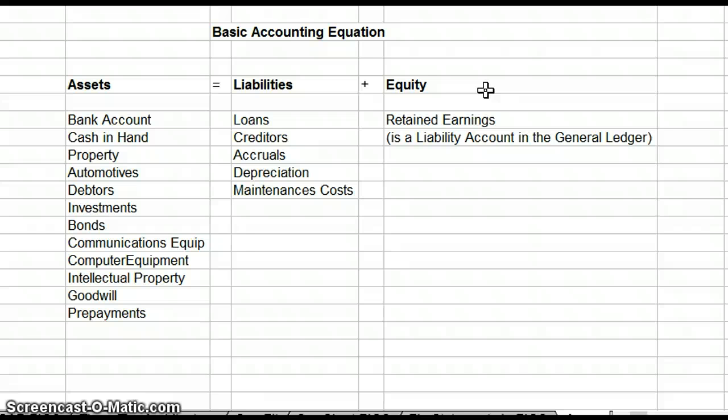And that is why the basic accounting equation is very important, that an individual who is working on SAP FICO needs to know.